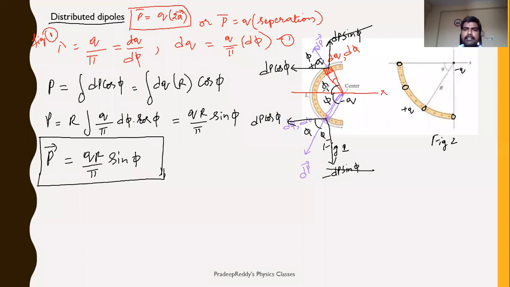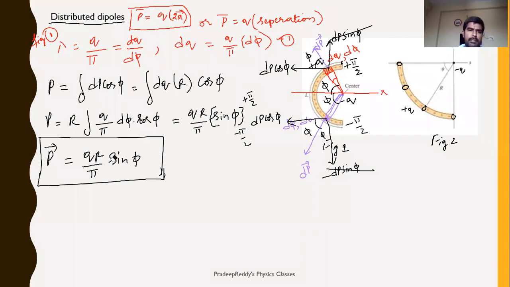Now this is the x-axis, right? From the x-axis here to here the angle will be plus pi by 2, and from here to here it is minus pi by 2. Just substitute the limits over here. It is minus pi by 2 to plus pi by 2. You can substitute those limits.